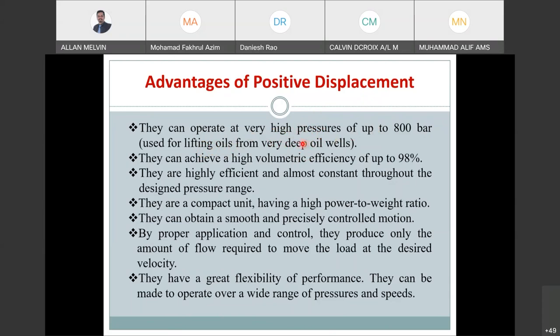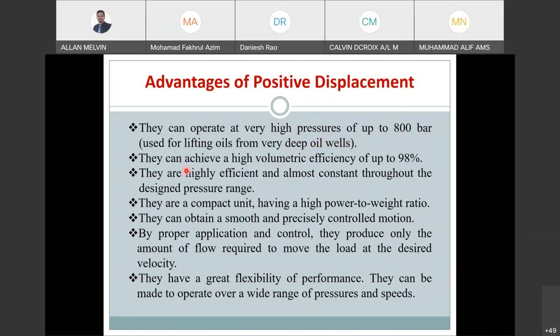We have learned from thermofluid that as it goes deeper, the pressure will be very high. So you need to play around with the high and low pressures in order for the oil to come out naturally. So that's what they are doing at these oil wells. Okay, so that's one advantage.